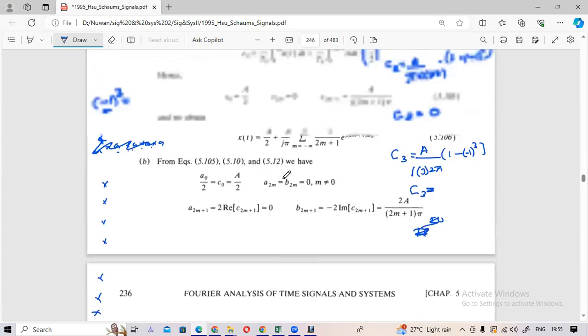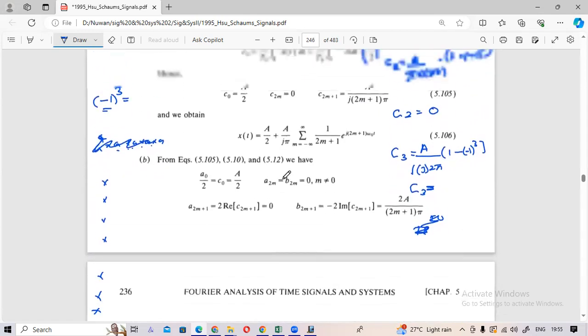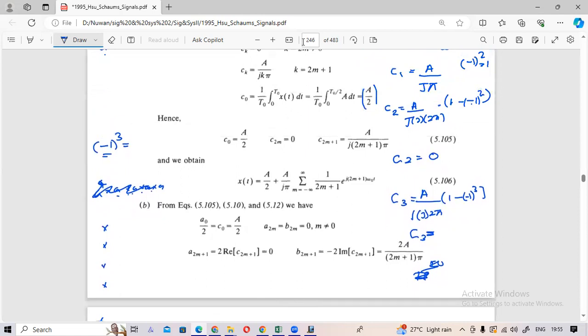Anyway, you need to have that mathematical knowledge, so try to understand it also. Okay, that is not related to our course. So what is this? -1 to the power 3. That means -1 into -1 into -1.